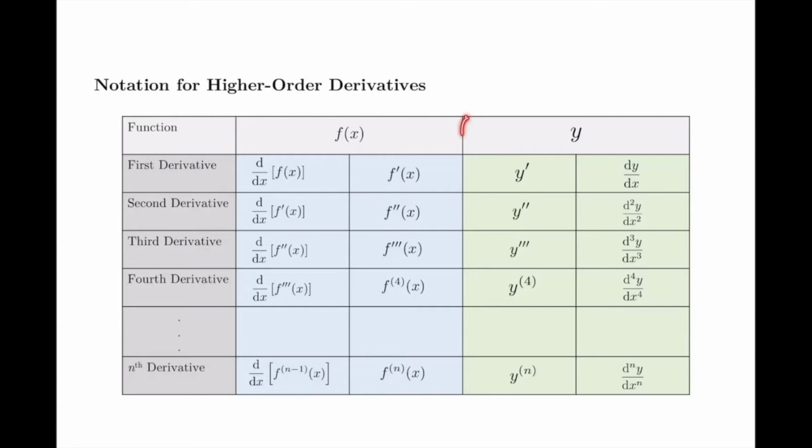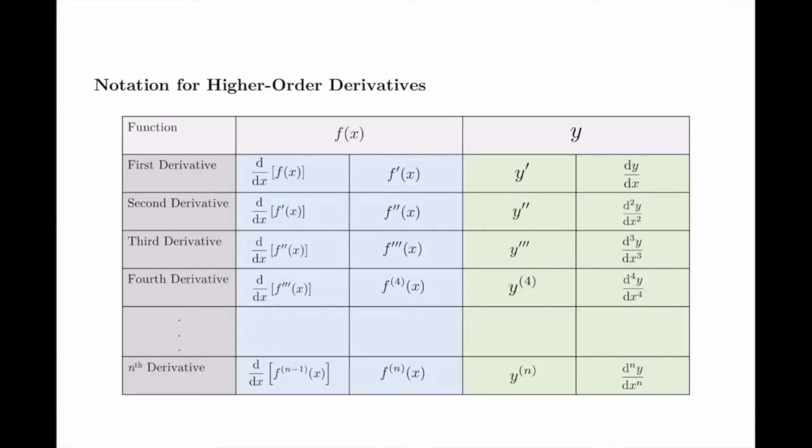This table is sort of divided in half here, depending on how your function looks to begin with. Whether it's given as f of x or y, then we'll notate it slightly differently, but the notations are really very much related. So if we start with f of x and we want to find the first derivative, well, we know how that's notated. This d dx here means take the derivative of f of x. Take the derivative of what's inside of these brackets. We notate that as f prime of x. We've seen this a lot.